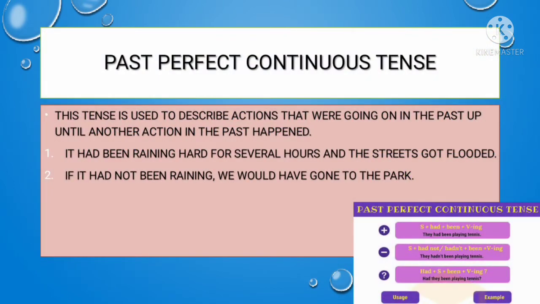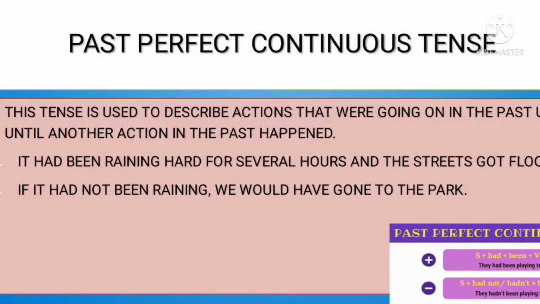Next, past perfect continuous tense. It is used to describe actions that were going on in the past up until another action in the past happened. Like: it had been raining hard for several hours and the streets got flooded. If it had not been raining, we would have gone to the park.